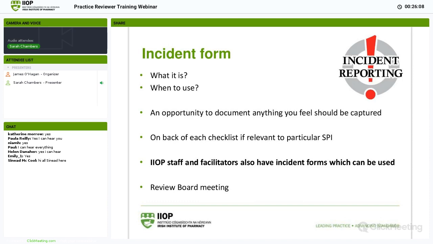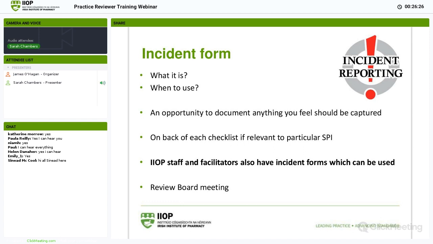So as I mentioned earlier when talking about the global rating, this is where you would document something that was of concern. So as I said earlier, if the pharmacist maybe punches the patient in the face, so an out there example, but that's what we would use the incident form for.